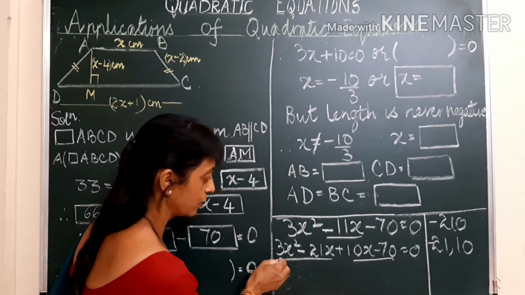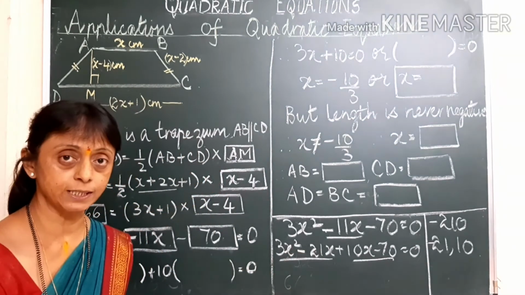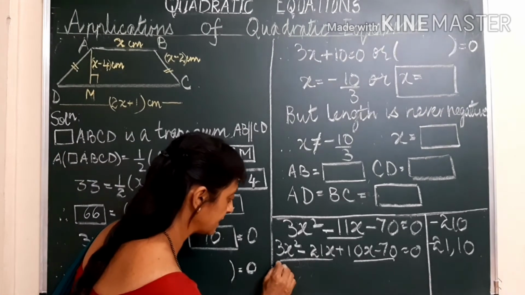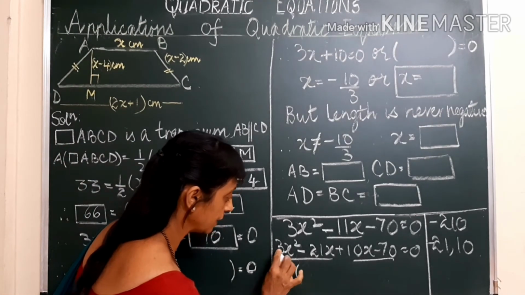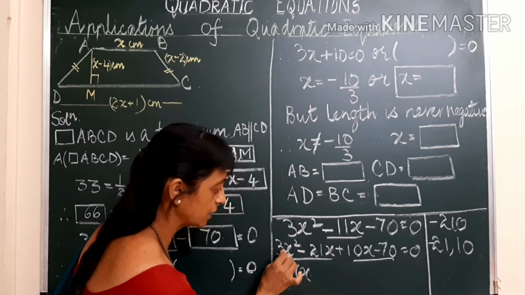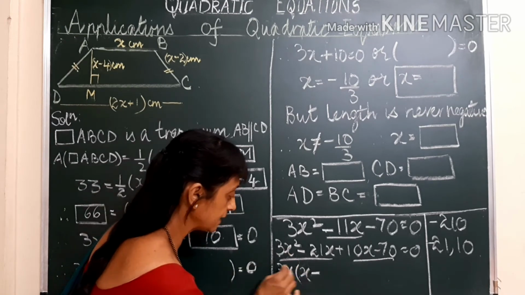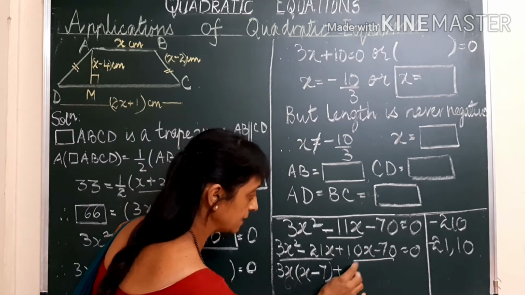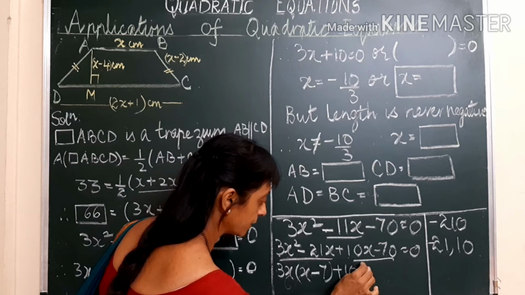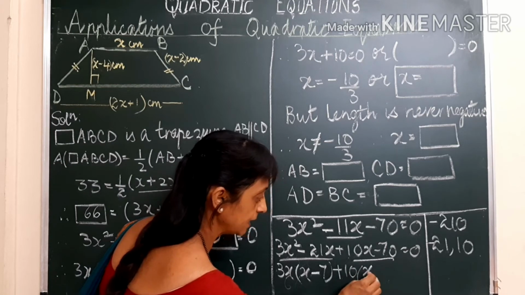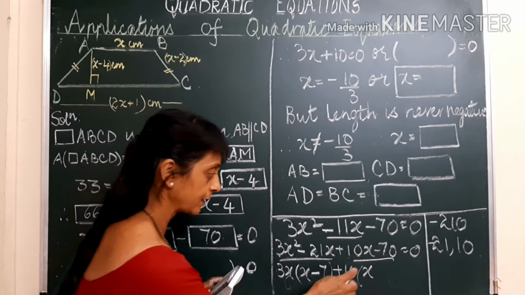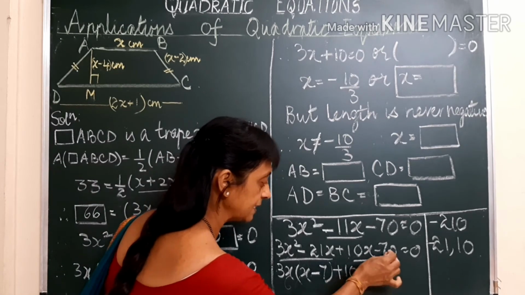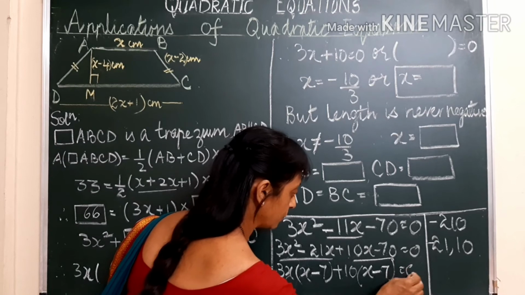Let's pair up. What is common between 3 and 21? 3. What is common between x square and x? Only x. So 3x comes out inside the bracket x, which gives you 3x square minus 3 sevens are 21. Over here, children, plus 10 can come out common into bracket x, plus 10 into x gives you plus 10x, and over here plus into what will give you minus? Plus into minus, and 10 sevens are 70, which is equal to 0.